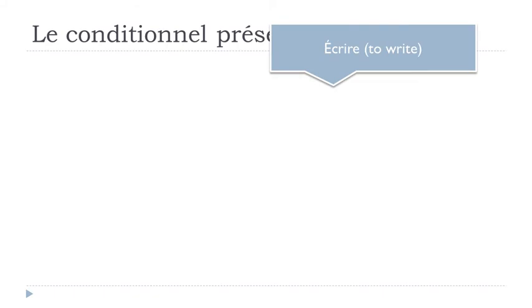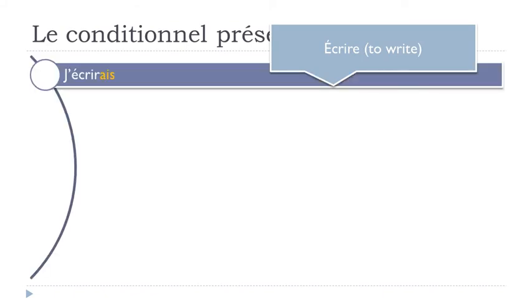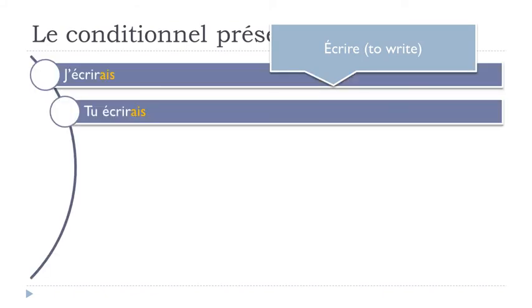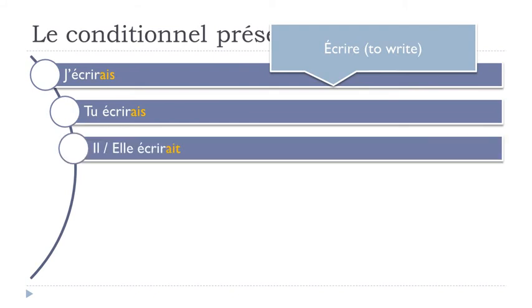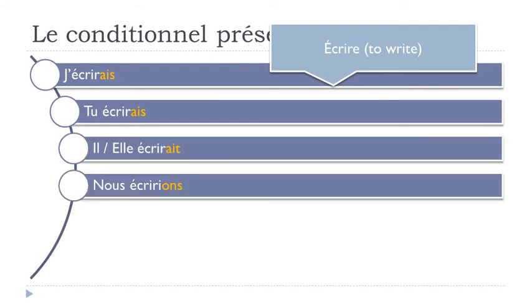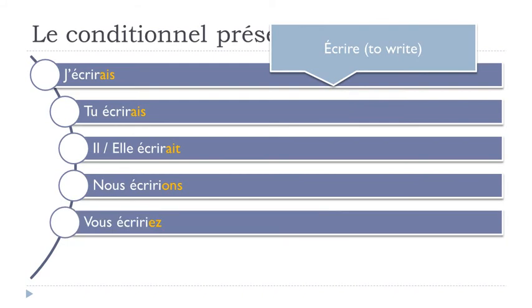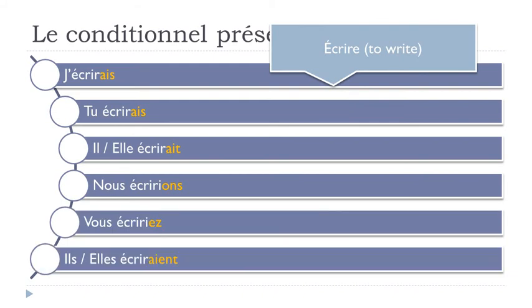Écrire is to write. Okay, so same rule, if you remember, the example was with lire, to read, but then it's exactly the same rule. So if you look carefully, it's ending with this e, okay? So you take it away, and after that you put the ending. J'écrirais, tu écrirais, il écrirait, elle écrirait, nous écririons, vous écririez, ils écriraient, elles écriraient. All right, so it's not that difficult anyway.